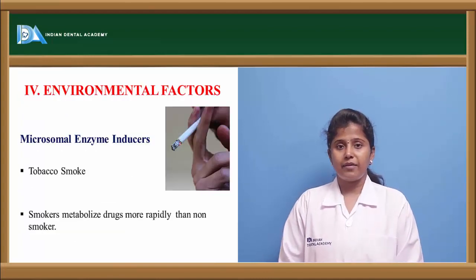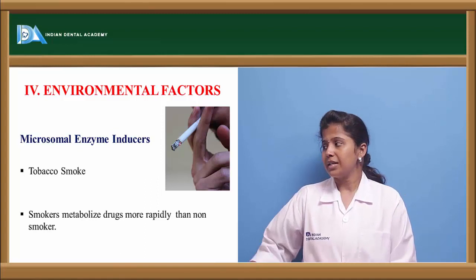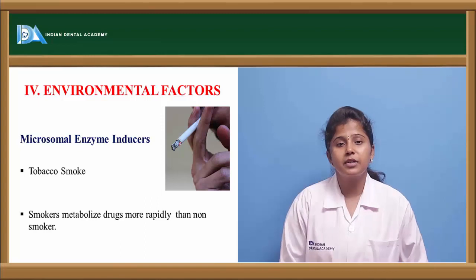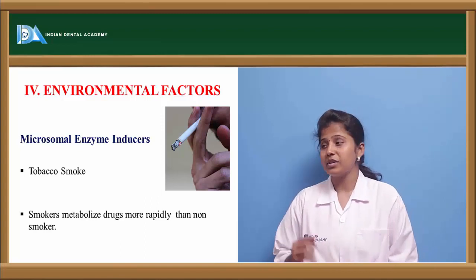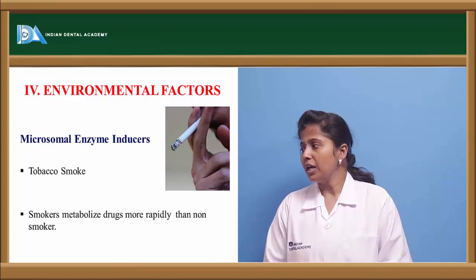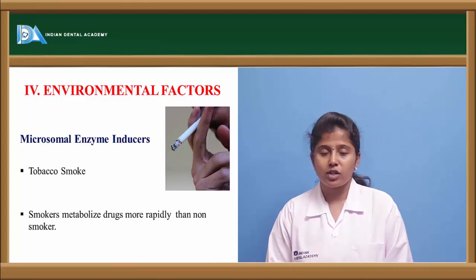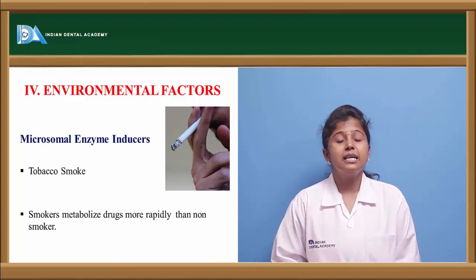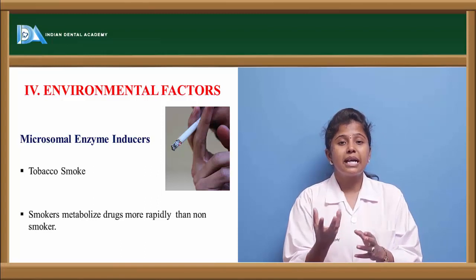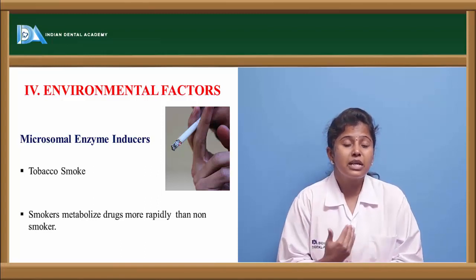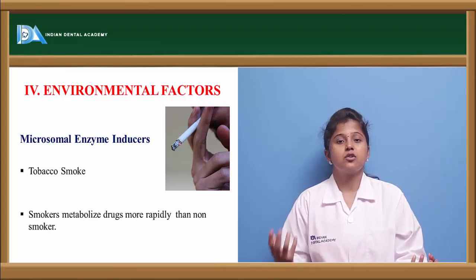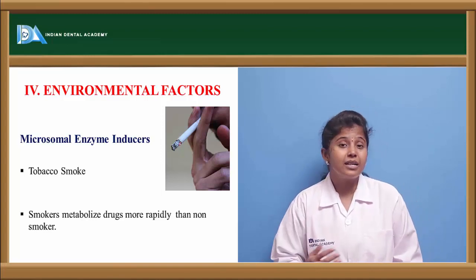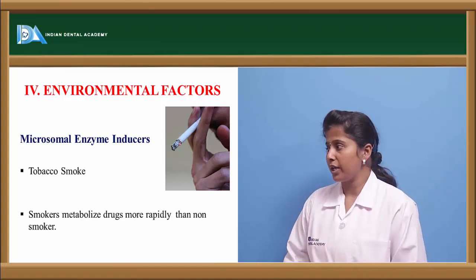Let us see the environmental factors. What are the environmental factors? For example, the microsomal enzyme inducers. If a person has the habit of taking tobacco or smokes, then because of the smoking, drugs are metabolized more rapidly than in a non-smoker. So in smokers, the metabolic rate will be more than in non-smokers. These are called metabolic enzyme inducers. When compared to a non-smoking person, a smoking person will have an increased metabolic rate, but that increased metabolism is also not that good for the body.